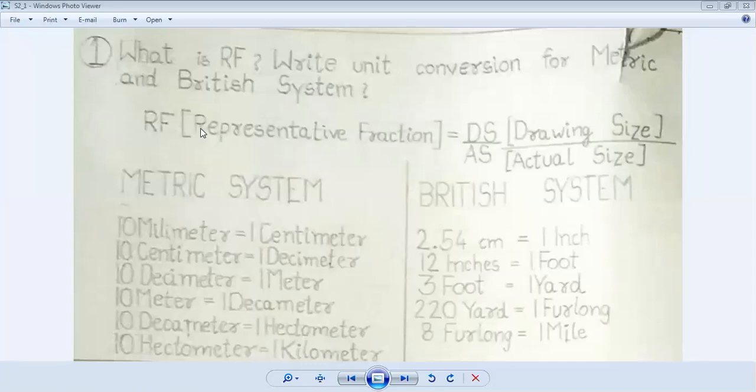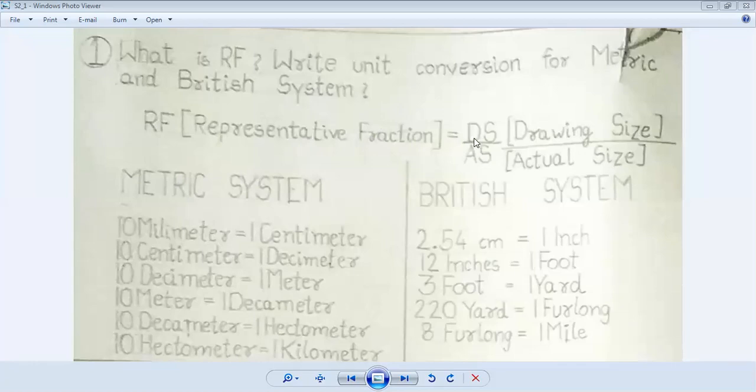Okay. I will just give you that thing. So what you need to do is write it like this. That is representative factor. Here is a mistake. That is not fraction. It is factor. Representative factor: drawing size by actual size.